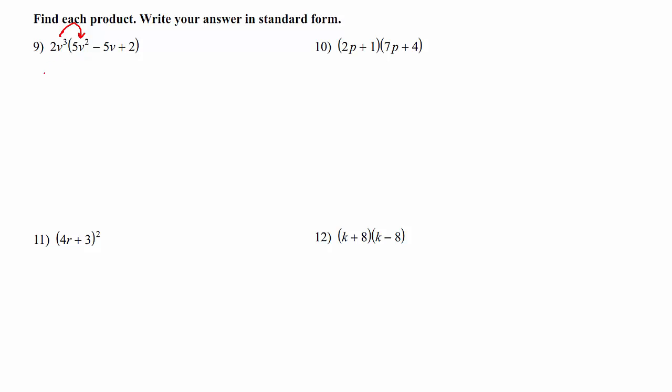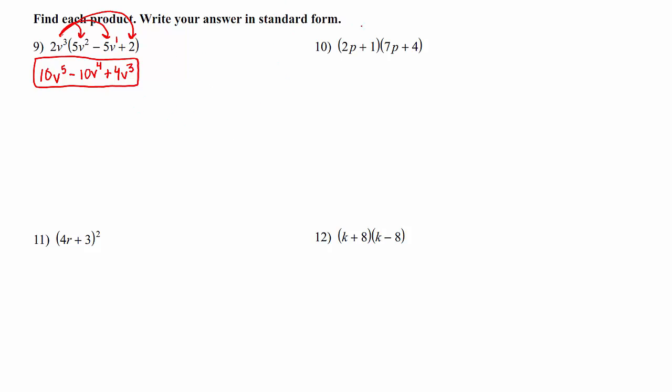We do the 2 times the 5 and we get 10. And then we do the v cubed and the v squared together, which makes us add exponents, which gives us v to the 5th. Then we're going to do the next one, 2v cubed minus 5v, and get negative 10v to the 4th. We add the exponents. 3 and 1 add together to get 4. So then we do 2v squared times 2, which gives us 4v cubed. And that is our answer, because it's already in standard form, 5, 4, 3. And there aren't any like terms because those are all different exponents.